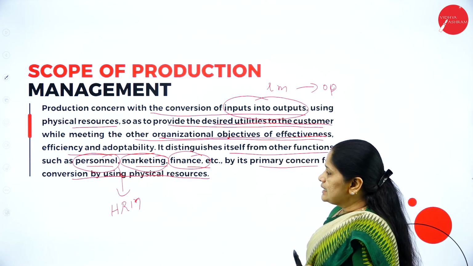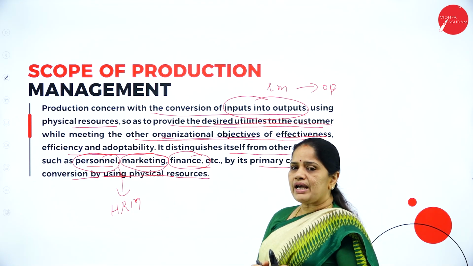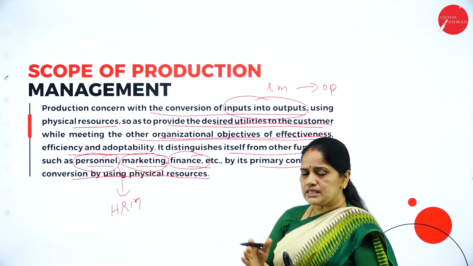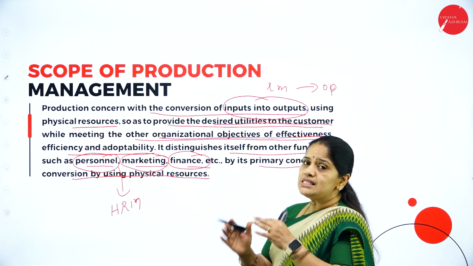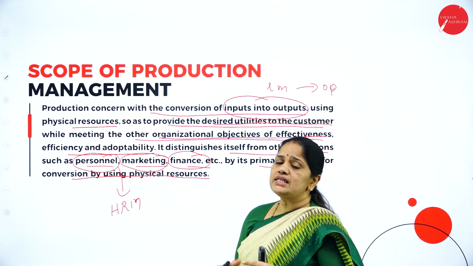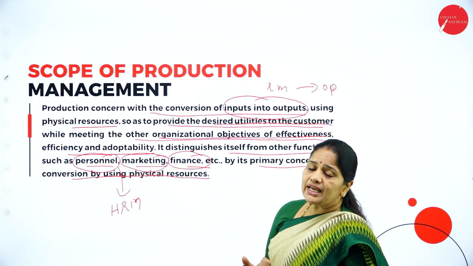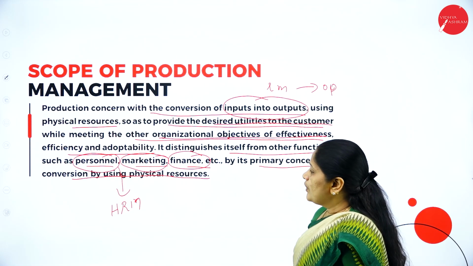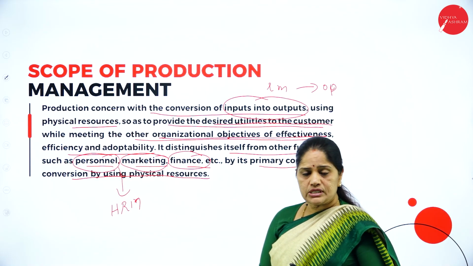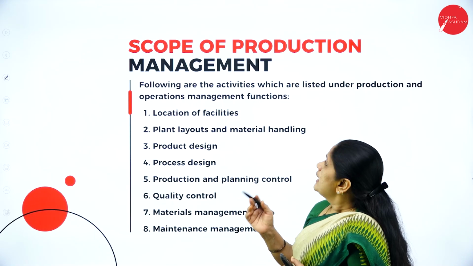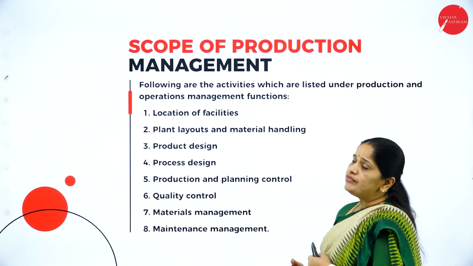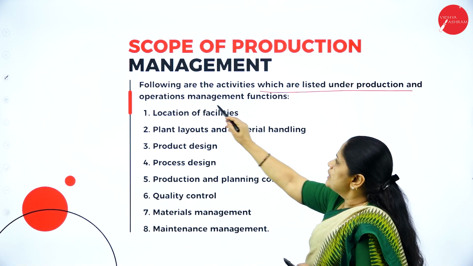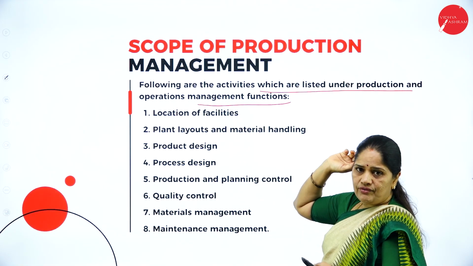So, in this, we should understand that production management mainly concerns itself with the conversion of raw materials into finished products. Though it is involved in various other activities, that is secondary, and we give more importance and emphasis to the conversion of physical resources into finished products. Next, let us understand the scope of production management. Following are the activities which are listed under production and operations management functions.